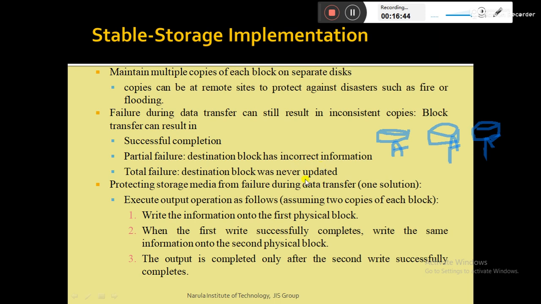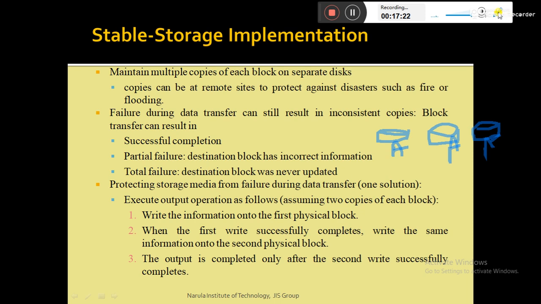So what is the solution? The solution is to execute the output operation as follows. Output operation means whenever we try to update the data item A or B, whatever it be, or the disk block, we have to perform the following operation. Assuming we have two copies or three copies, the first thing is to write the information onto the first physical block.